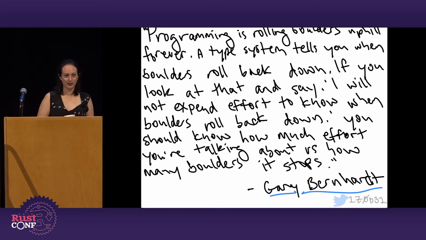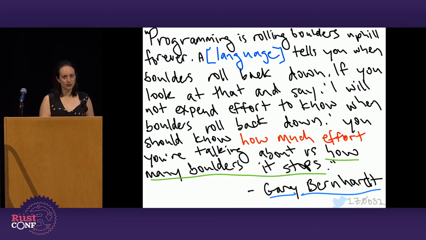Basically, Gary Bernhardt, he of Wat fame, also The Life and Death of JavaScript, I think it's called, had this quote the other day: "Programming is rolling boulders uphill forever. A type system tells you when boulders roll back down. If you look at that and say, I will not expend effort to know when boulders roll back down, you should at least know how much effort you're talking about versus how many boulders it stops." He was talking mostly about type systems in this context. I think it was a tweet thread about TypeScript versus regular untyped JavaScript.